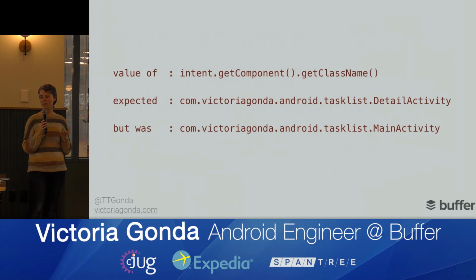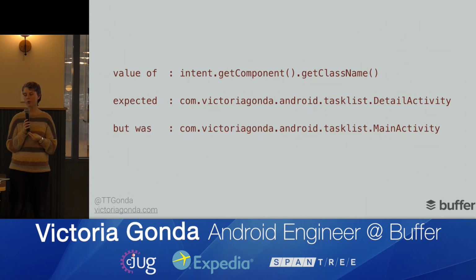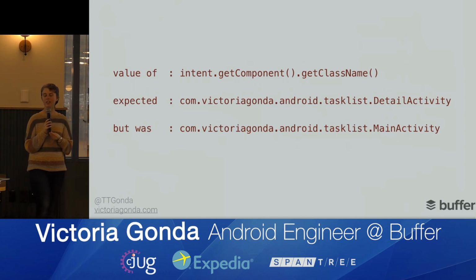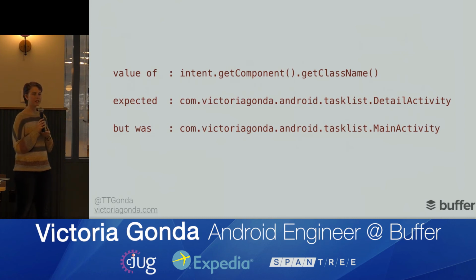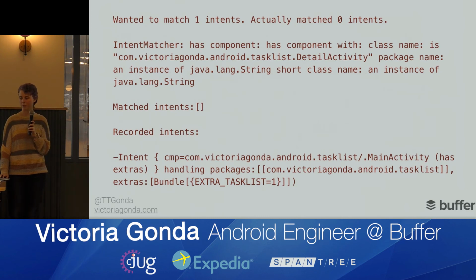I mentioned how nice the error messages are, so let's take a look at a couple. This is one for if the component class is incorrectly main activity instead of detail activity. It clearly states that the value that was being tested, the intent class name, what was expected, detail activity, and what the actual result was, main activity. Compare this with the error message that you get if you're testing this without truth. I'm not going to walk through all of this, but know that it means the same thing as everything on the previous slide.